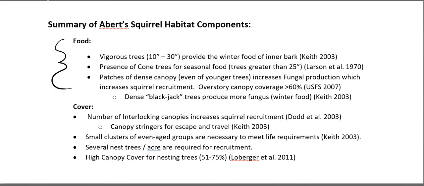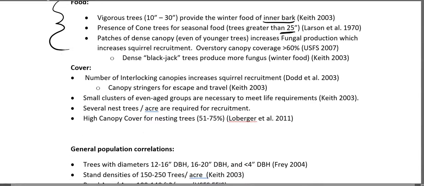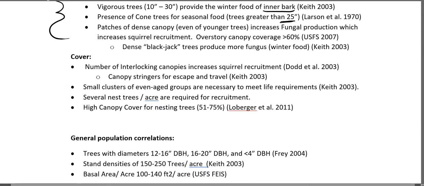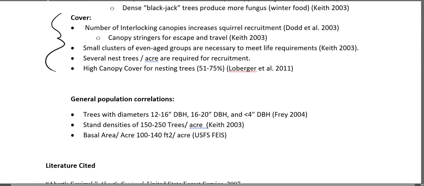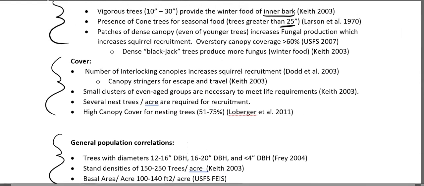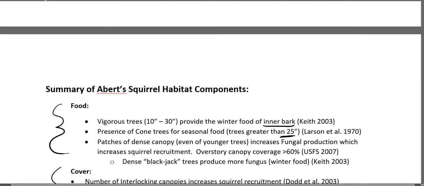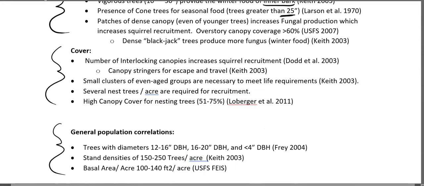So we have food. They want vigorous trees between 10 inches and 30 inches that gives them good food of inner bark. Presence of cone trees for the seasonal, that's more than 25 inches DBH. Patch of dense canopy, several of them. So maybe we had a couple of those. And so anyway, as you evaluate your data, compare it against these summations right here, because I kind of already have this all picked out for you. So you can kind of make some quick assessments of our plot just based on the summary of their habitat components. And that's it. That's kind of the end of the data sheet.